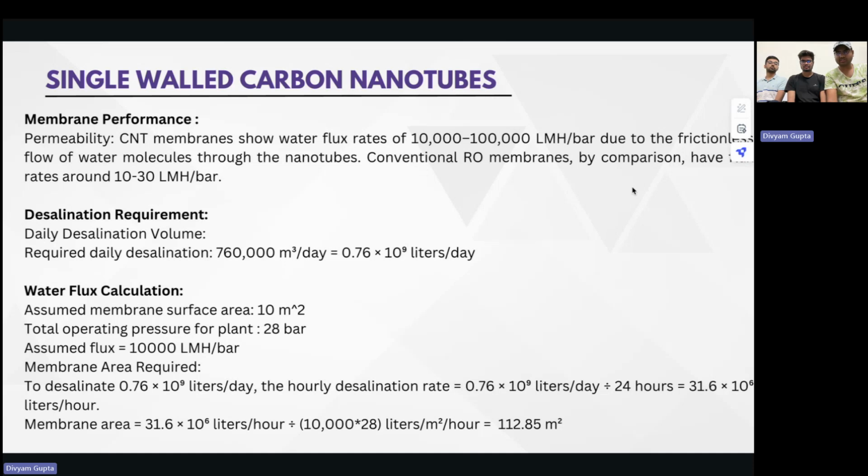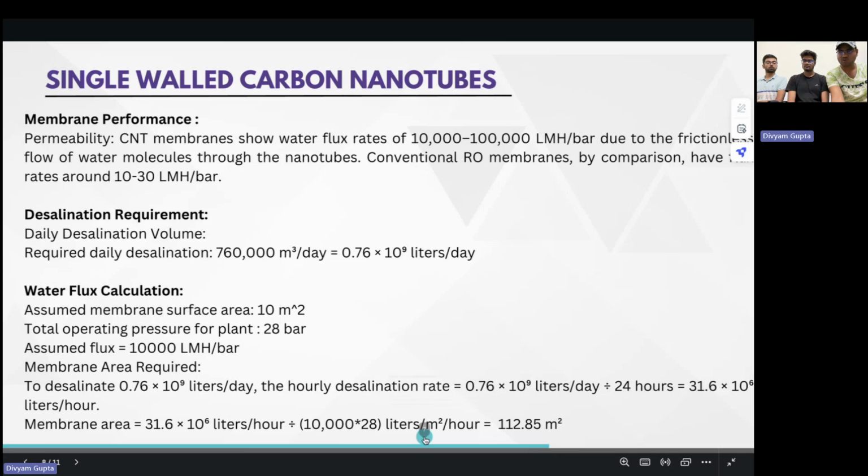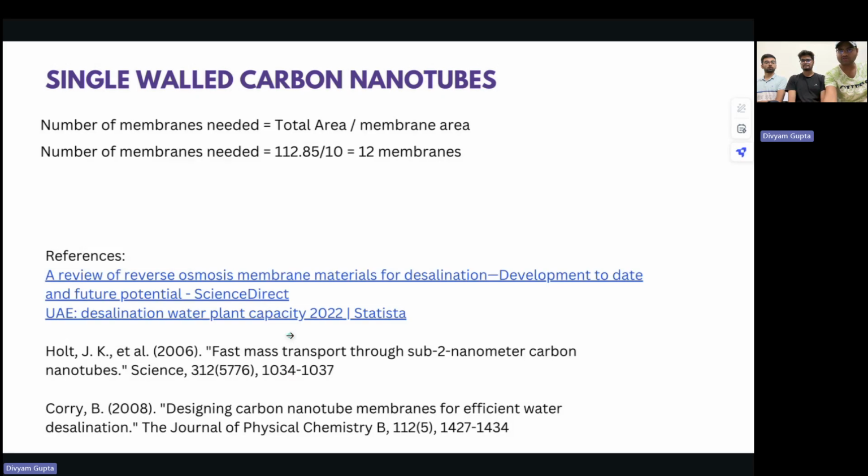So these are the general calculations which we did in order to calculate the number of membranes used. We assume that the typical flux would be around 10,000 to 1 lakh liters per meter square per hour per unit bar due to the frictionless flow of water molecules through the nanotubes. We've estimated the required daily desalination of water, which will be around 7.6 × 10^8 liters per day. Assuming the membrane surface area is about 10 meters square and the operating pressure is 28 bars, we calculated the total membrane area required as 112.85 meters square and divided by the single surface area, we'll get around 12 membranes which must be used in order to carry out these functions. Here are some references which we used, which can be reviewed later on.